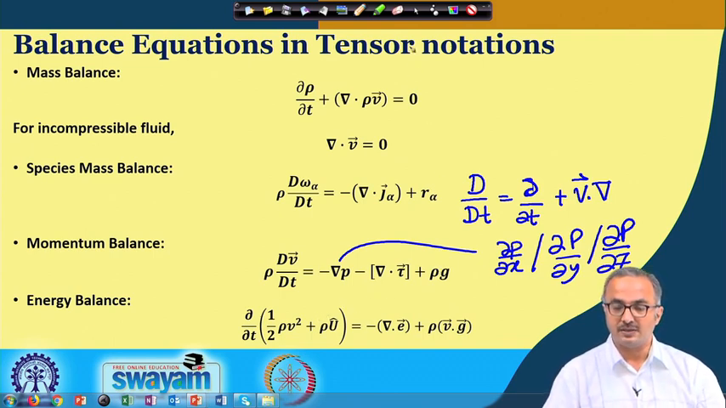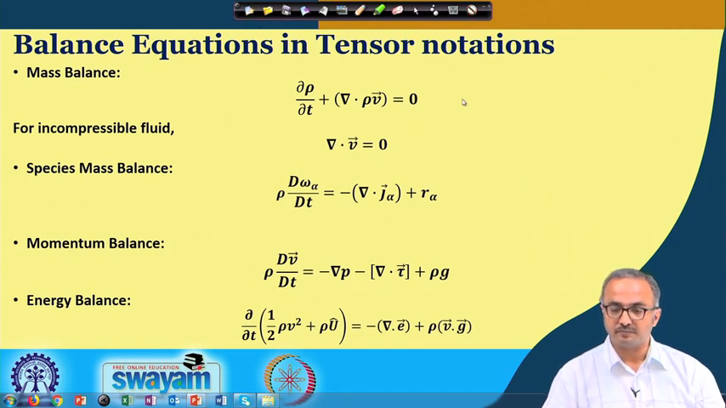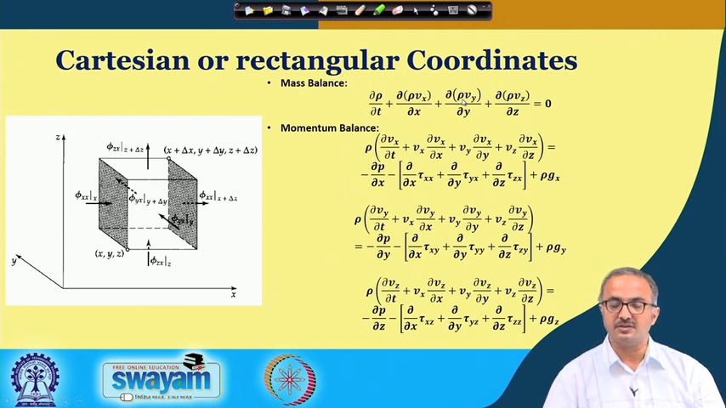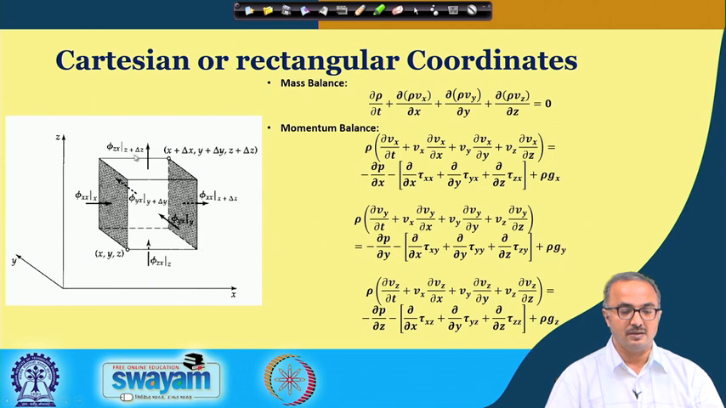Now, what I shall do is just give you the representation of all these equations in the three coordinate systems. First let us start with the Cartesian or rectangular coordinates, and here we have the rectangular control volume, which I explained to you earlier, and for this system we derived the equations also. Here you see the generalized equation for the mass balance, and here I have just expanded that capital D by capital D t term.